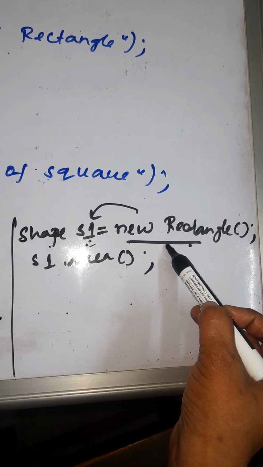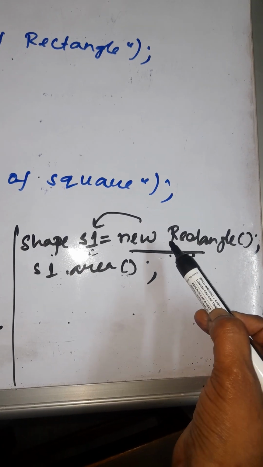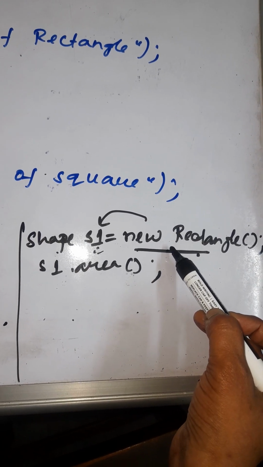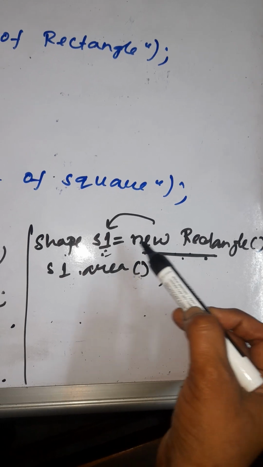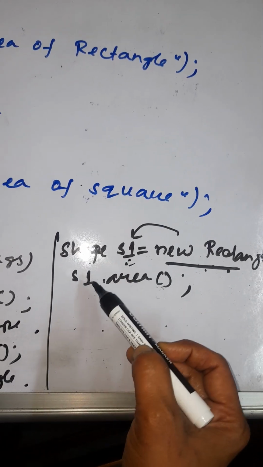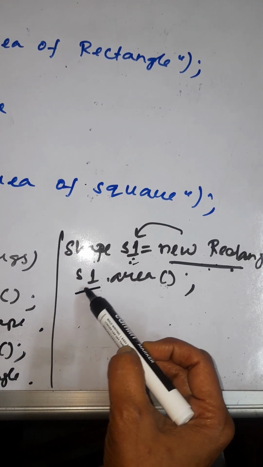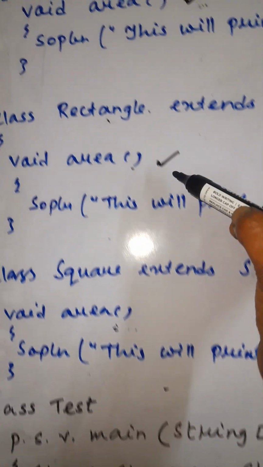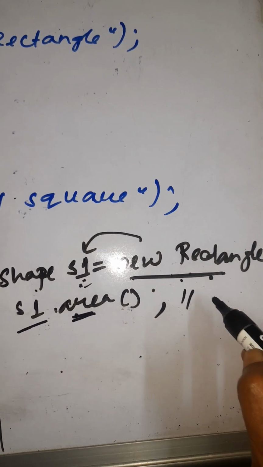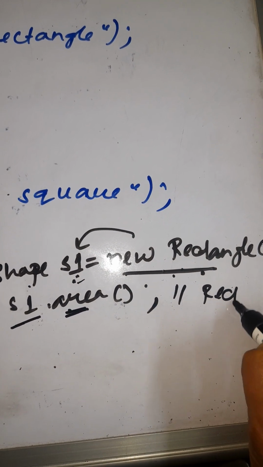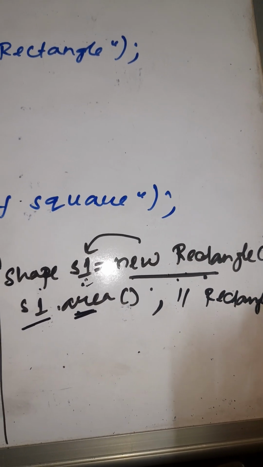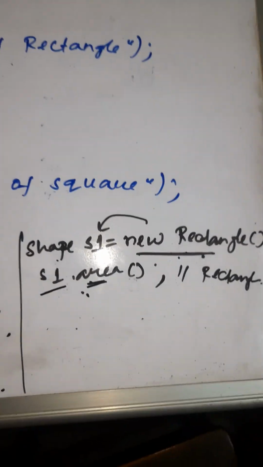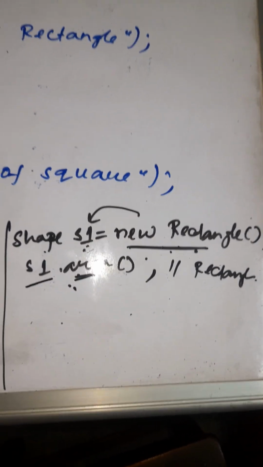S1 is the reference of the Shape, which will store the address of the object of the Rectangle. Clear? In the last session I already discussed what is the object and what is the reference. So with the help of the Shape class reference, if I want to call the area, this Rectangle class area will be printed. So this one will print the area of the rectangle. Clear? This one is known as polymorphism at runtime.